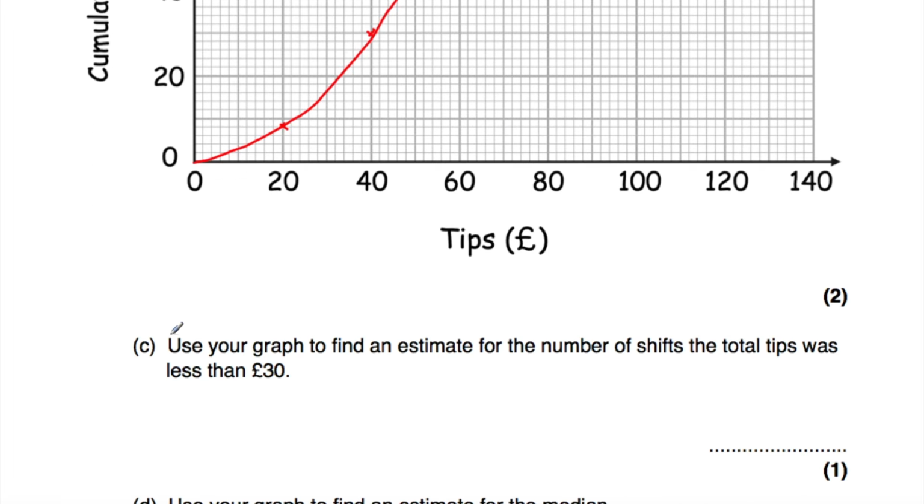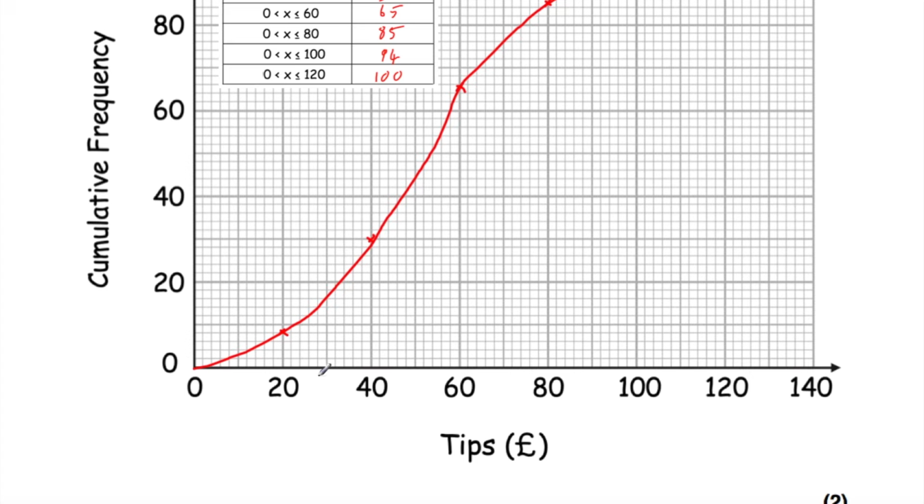Okay, then if we have a look at part C. Part C says, use your graph to find an estimate for the number of shifts the total tips was less than £30. Okay, so we're going to go to £30 here. We're going to go up and across. So we'll go from £30 up and across, and that's brought me to here. Okay, so we just need to read off this value, and this value will be the number of shifts where the tips was less than £30.